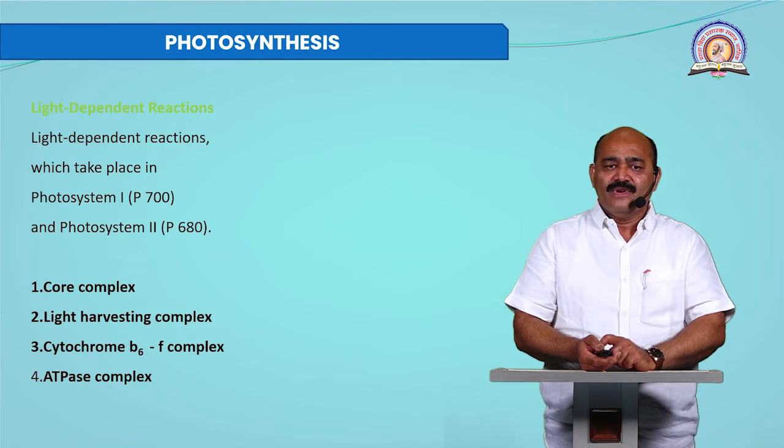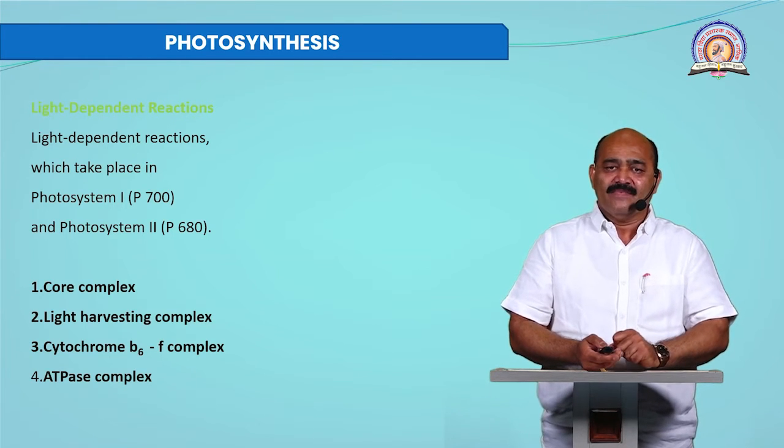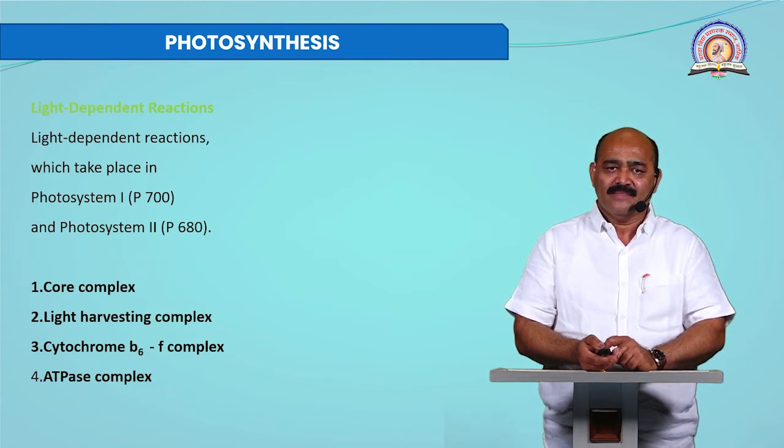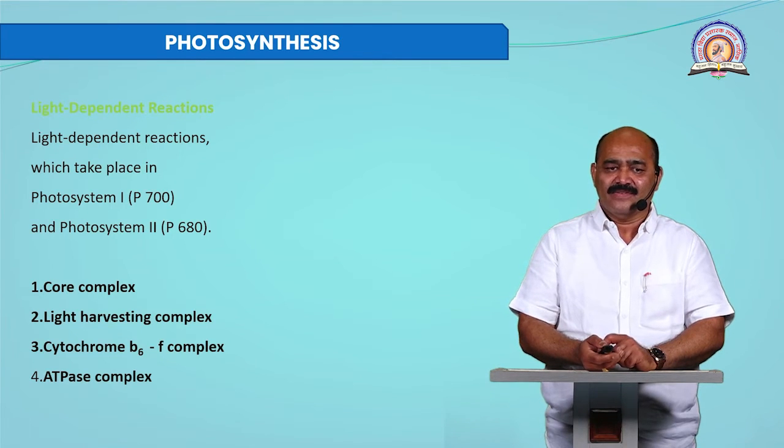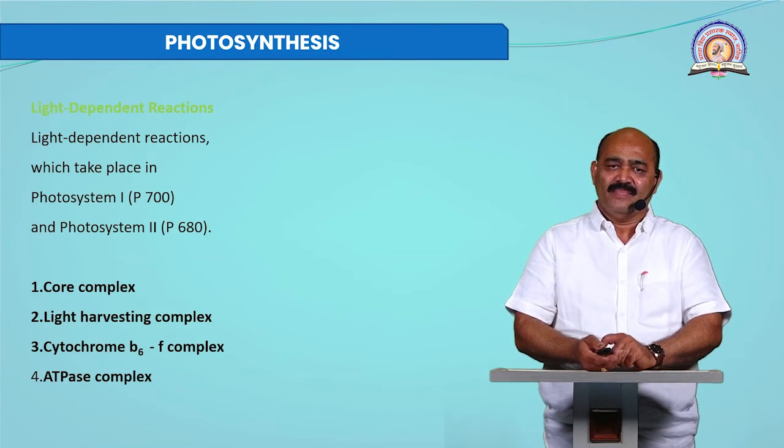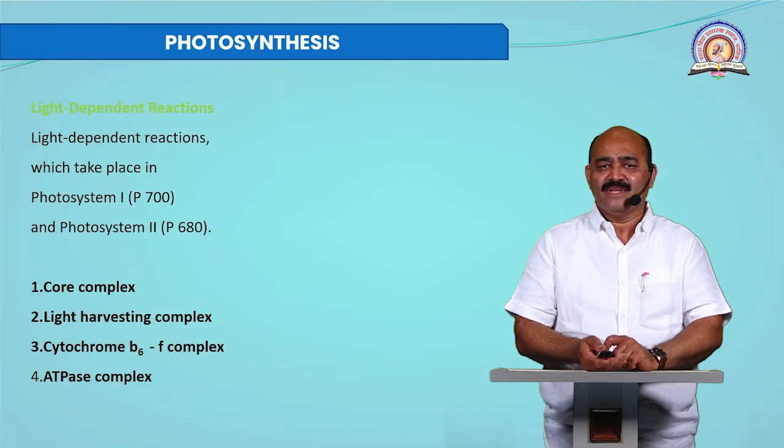Now we are going to learn the mechanism of photosynthesis, and the first mechanism is the light dependent phase. During daytime, the light dependent reaction occurs. It takes place in photosystem first and photosystem second. Two photosystems are present in the light reaction. Photosystem first has its reaction center P700, and photosystem second has its reaction center P680.